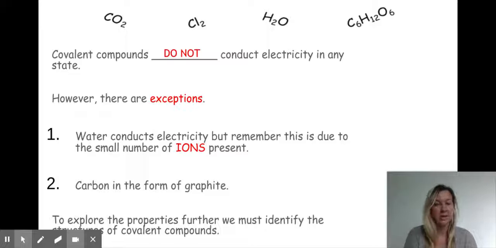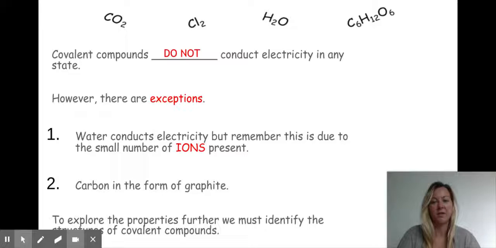So it's not like the situation with ionic substances. If you dissolve them or melt them, they conduct electricity. Covalent compounds never, ever, ever conduct. Now, there are 2 small exceptions that I want to speak to you about. The first one is water.